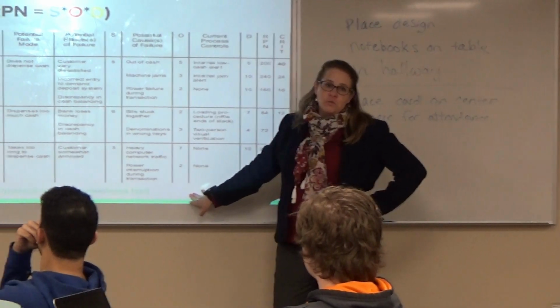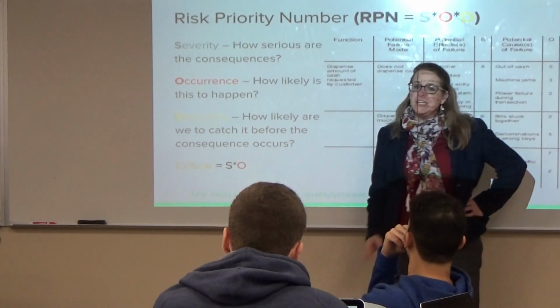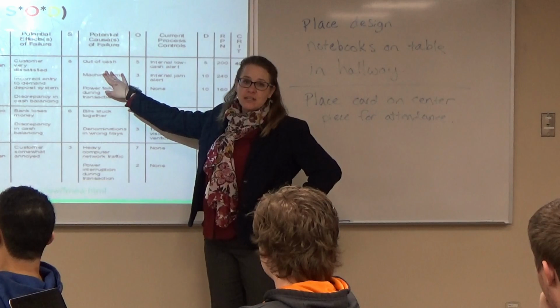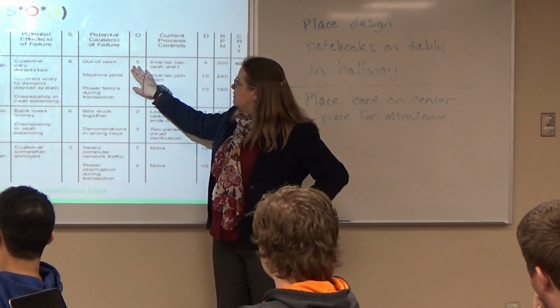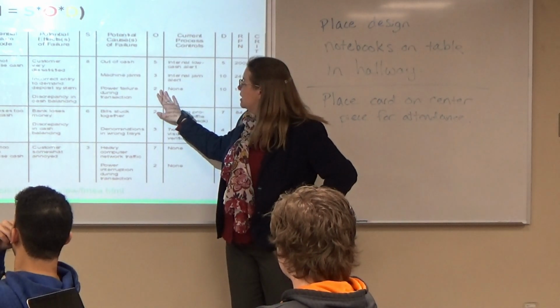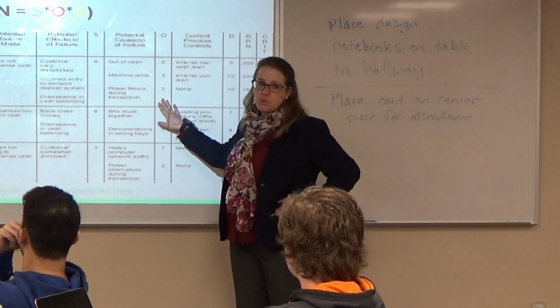Then we give it a numerical value. This is our occurrence. How likely is this to happen? How likely is it that our machine is out of cash? We gave that a 5. How likely is it that the machine will jam? We gave that a 3. How likely is it that we have a power failure during the transaction? We gave that a 2.